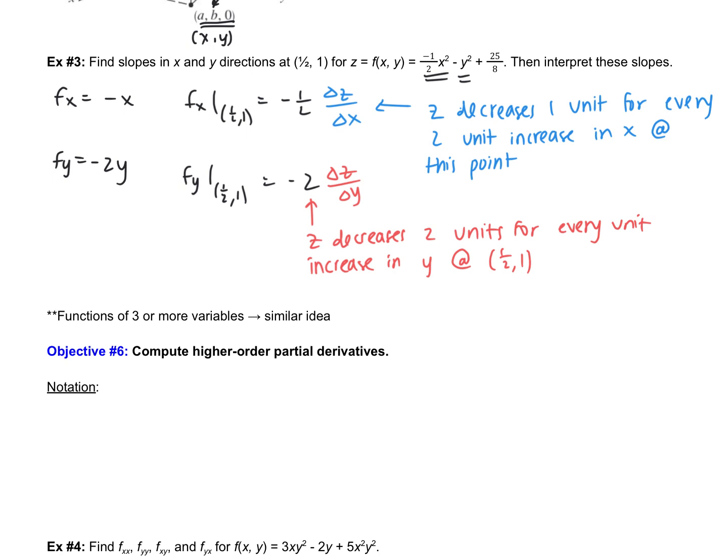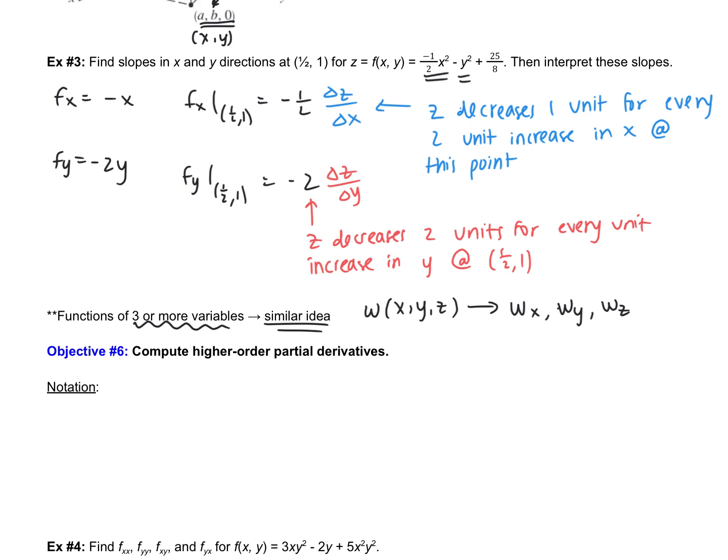Now, if you have a function of 3 or more variables, it's the same idea. So let's say we have a function w of x, y, and z. We can find the derivative with respect to x, the partial with respect to y, or the partial with respect to z. If we're finding the partial with respect to z, for example, we're just holding x and y constant.